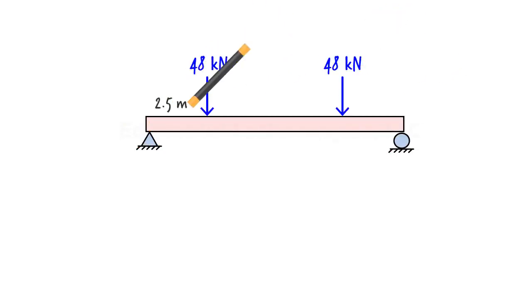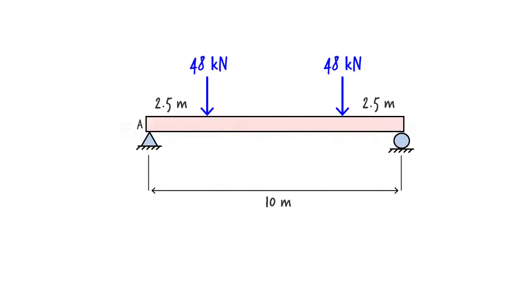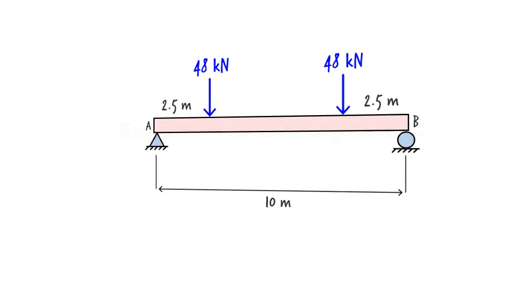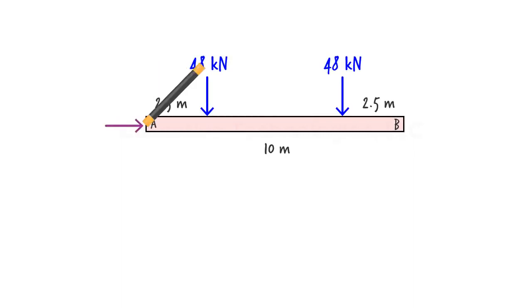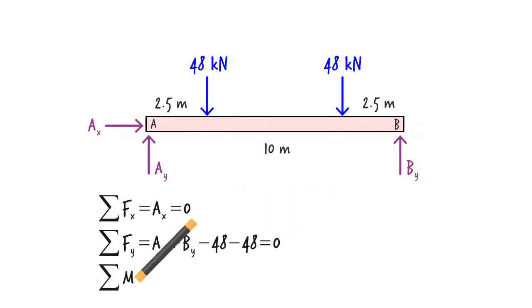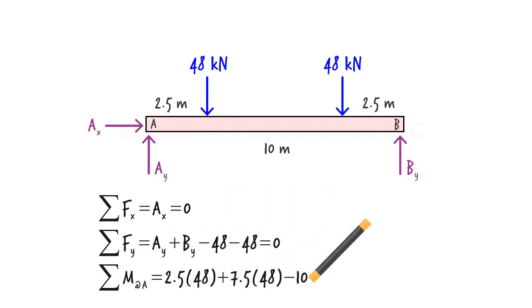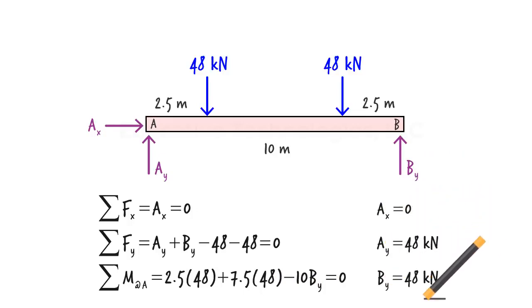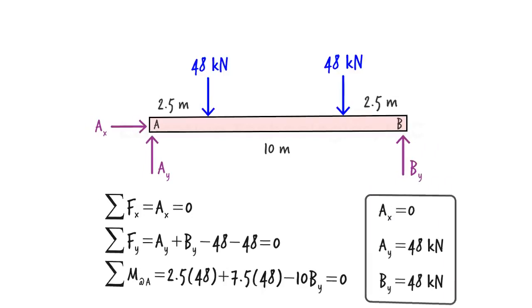Assuming that the beam is simply supported, we are now ready to analyze it and write its shear and moment equations. First, we need to calculate the support reactions. The free body diagram for the beam embodies 3 unknown reaction forces. Using the static equilibrium equations, we can determine the unknown forces. They are Ax equals 0 and Ay equals By equals 48 kilonewtons.